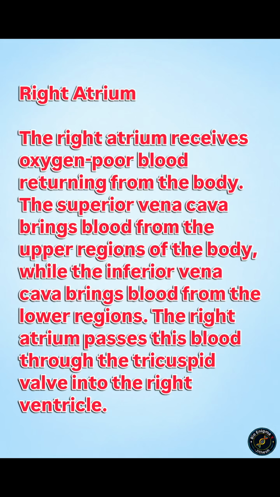Right atrium. The right atrium receives oxygen-poor blood returning from the body. The superior vena cava brings blood from the upper regions of the body, while the inferior vena cava brings blood from the lower regions. The right atrium passes this blood through the tricuspid valve into the right ventricle.